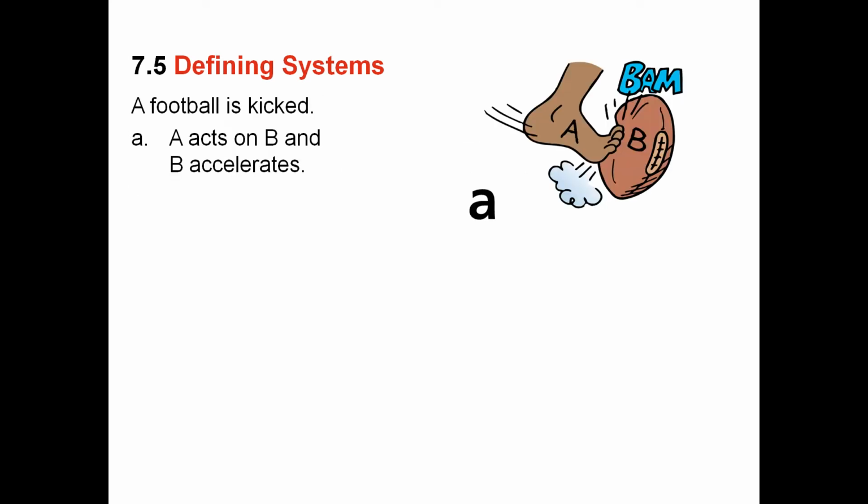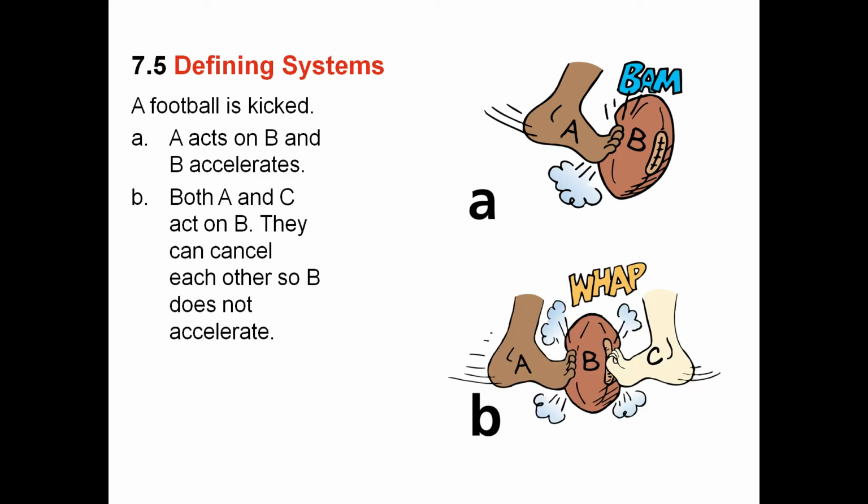Another example, a football is kicked. Force A acts on object B, and B accelerates. However, both A and C act on B, and they can potentially cancel each other, so B does not accelerate. The example is a bit odd given that you typically do not have two people kicking a football at the same time. This would have been better served with perhaps a soccer ball. Most notable when you see the little kids go to kick the ball at the same time because they're all in a big grape cluster, and then the ball goes nowhere while they keep pounding at it.